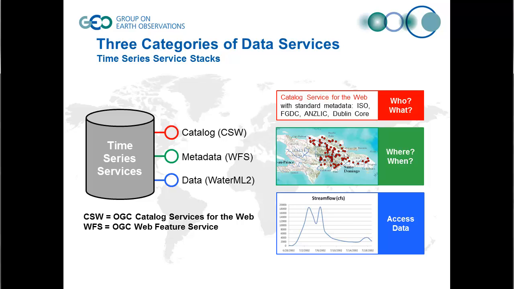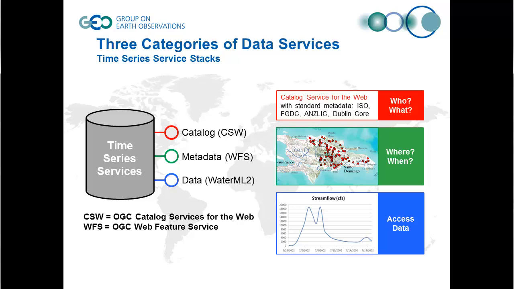Within World Water Online, there are three categories of data services: catalog services, metadata services, and data services. Catalog services are used to discover who is providing data and what they are providing. In this case, countries within World Water Online would provide catalogs of metadata managed by the different in-country agencies. This could be implemented as a CSW.